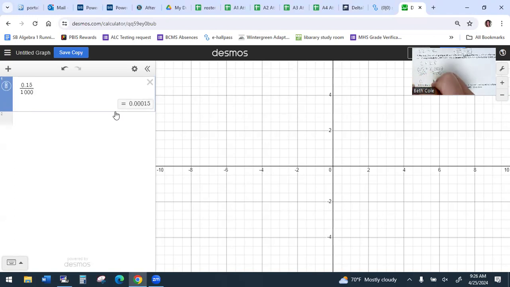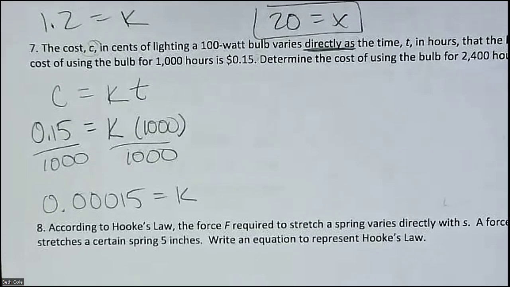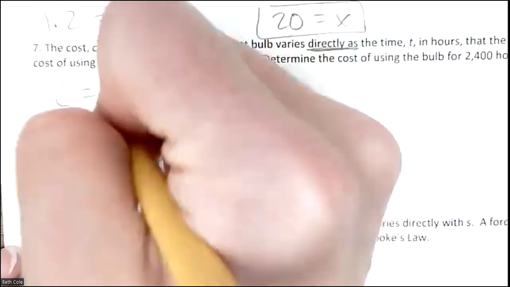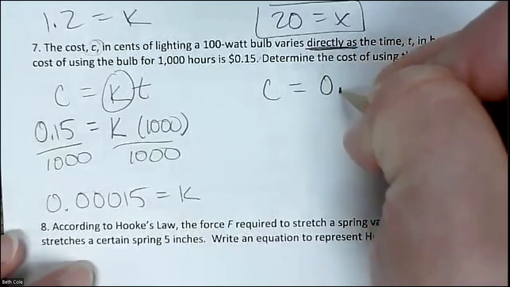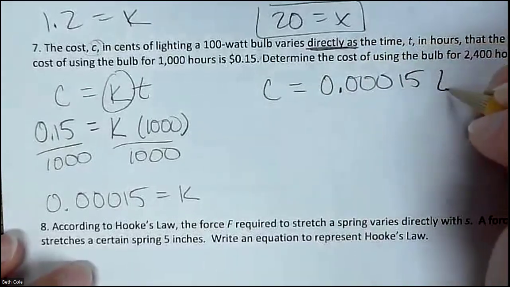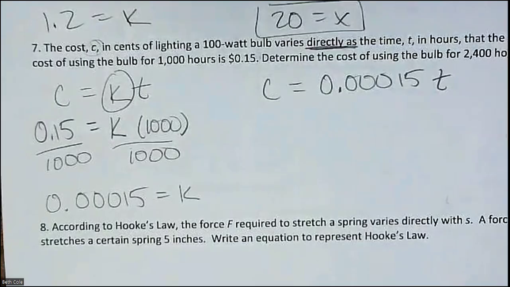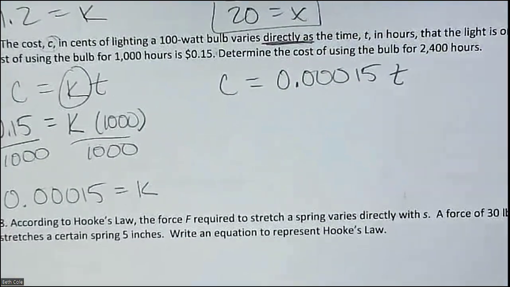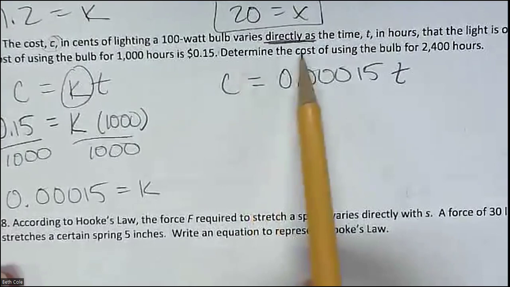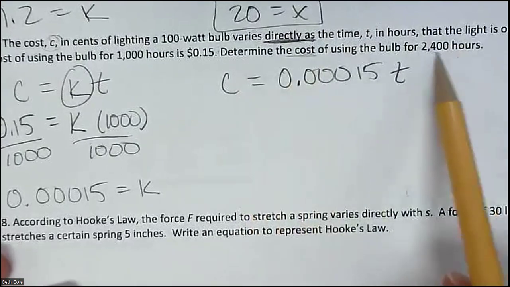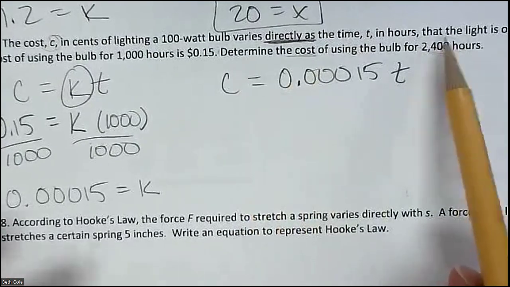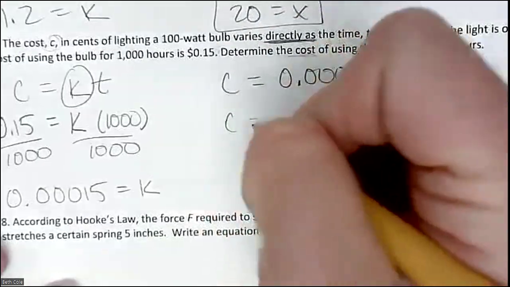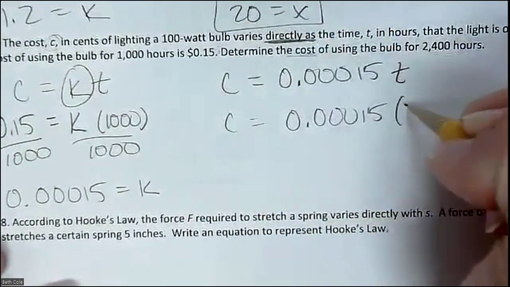0.00015 is K. How many zeros? 3. It's 0.00015. So now you're going to start over and put that number in for K. And then what were you saying over here? Because you were saying the second part of it, it says find the what? To determine the cost if you use the light bulb for 2,400 hours. So you're going to put that 2,400 in for time.